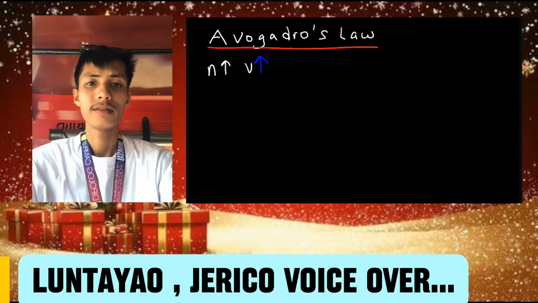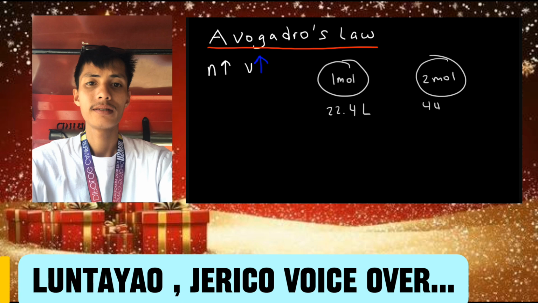Think of a dozen. A dozen represents 12. So a mole is 6 times 10 to the 23. It's a very large number. Now let's say you have a balloon that contains 1 mole of air. It's going to have a volume of 22.4 liters. Now if you have 2 moles of gas, the volume is going to increase to 44.8 liters. So as you increase the number of moles of gas, the volume will increase.